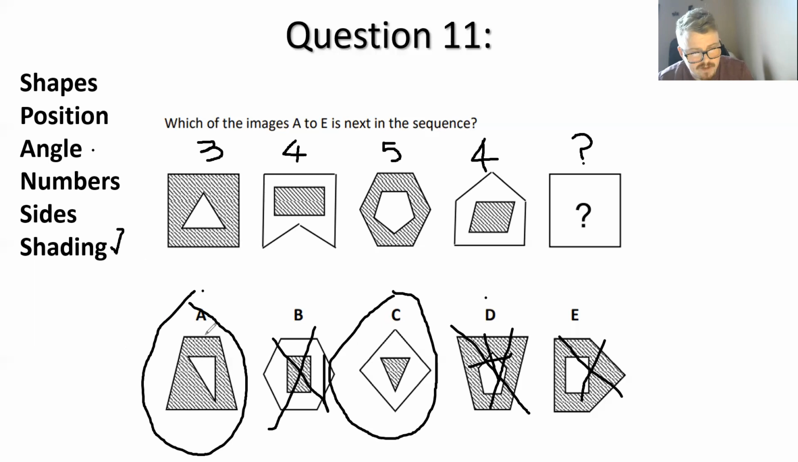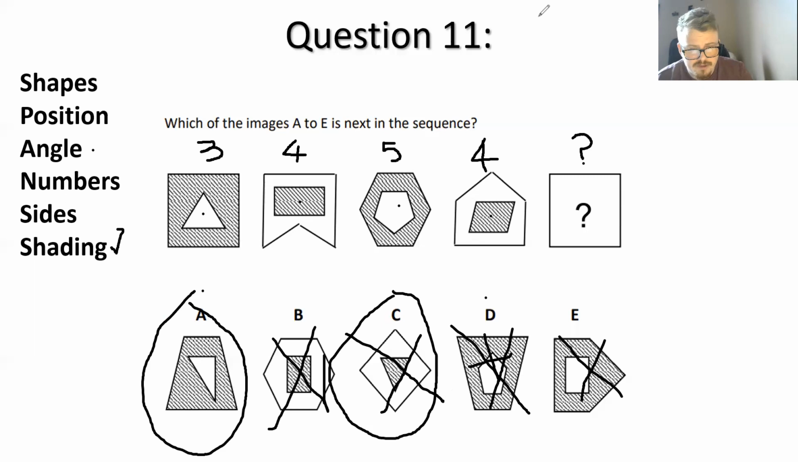Now, if we look at the shading for all of the objects, we've got a non-shaded shape, then a shaded shape, then a non-shaded shape, then a shaded shape. So again, we've got a pattern: non-shaded, shaded, non-shaded, shaded. My answer is going to have to be a non-shaded shape to keep that pattern consistent. So I'm left with the answer A because C has a shaded shape inside. So A must be the answer, right?